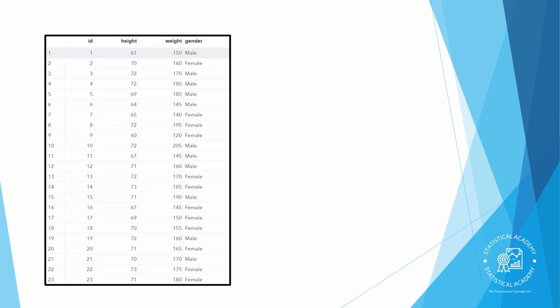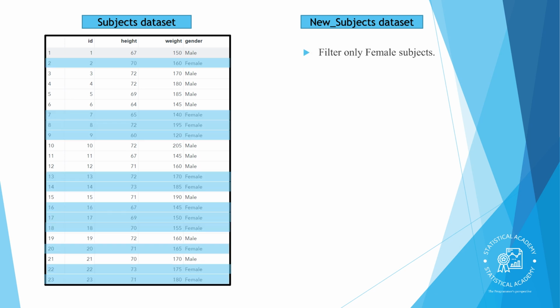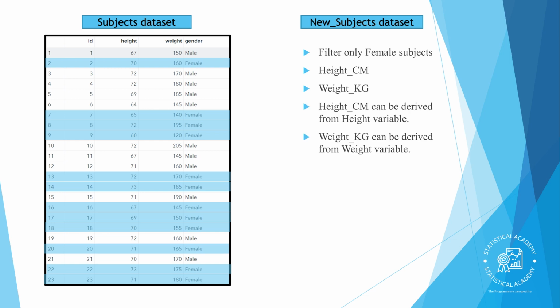Now we will see a demo. We have the dataset named subjects and I wanted to create a new dataset from this dataset. The new dataset name is new subjects. In the new subjects dataset, I only want female subjects. We wanted to create two new variables called height in centimeters and weight in kgs. So we have to use the existing height and weight variables to create height centimeters and weight kgs. Also in the new subjects dataset, I only wanted to keep ID, height cm, weight kg and gender variables.